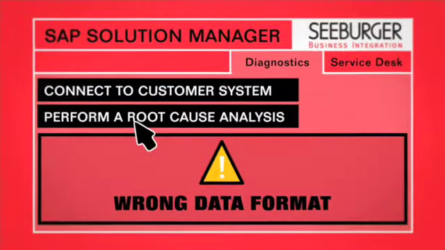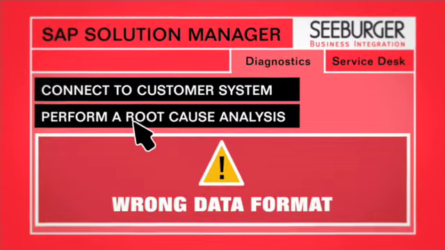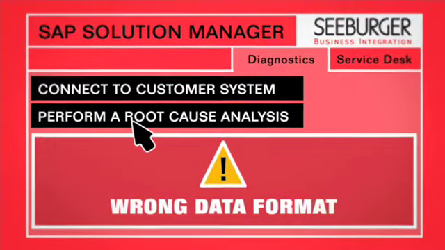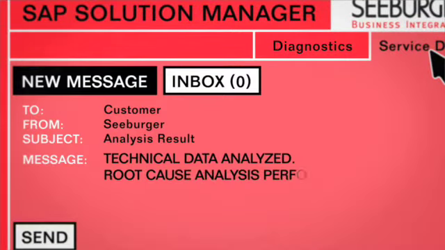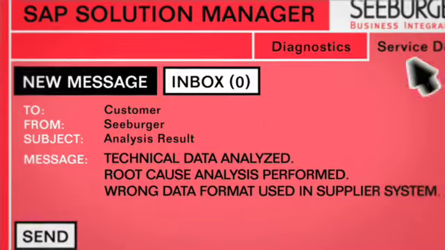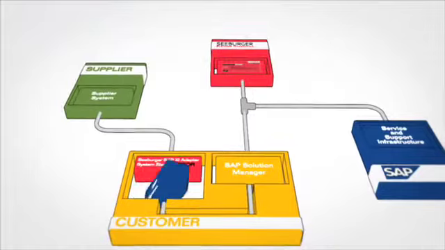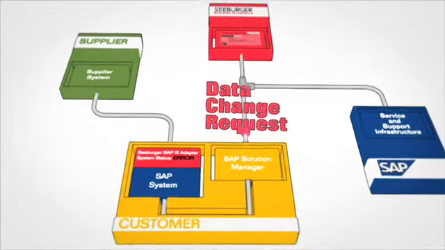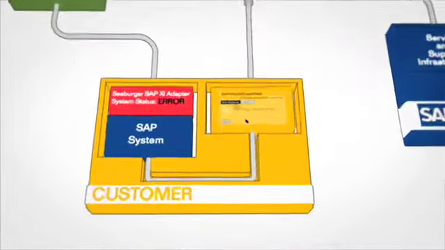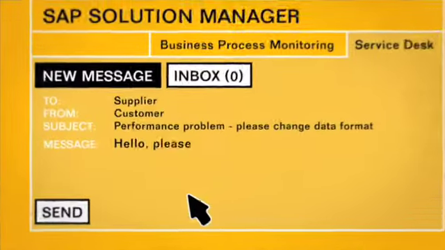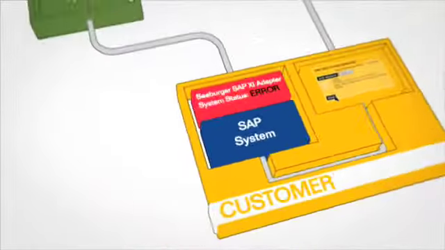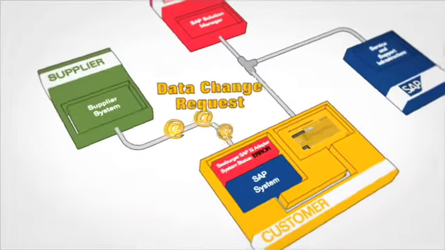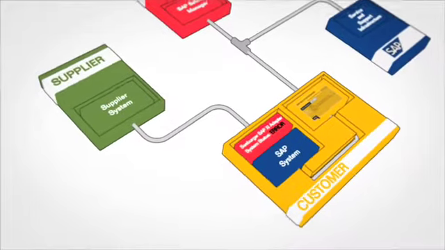The support specialist recognizes that the high data volume occurred because data sent from the supplier's system to the customer's SAP system was in the wrong format. After having found the root cause for the customer's problem, the Seeburger support specialist sends the proposed solution to the customer. To finally solve the problem, the customer writes an email to the supplier, asking the supplier to correct the data format and to resend the data.